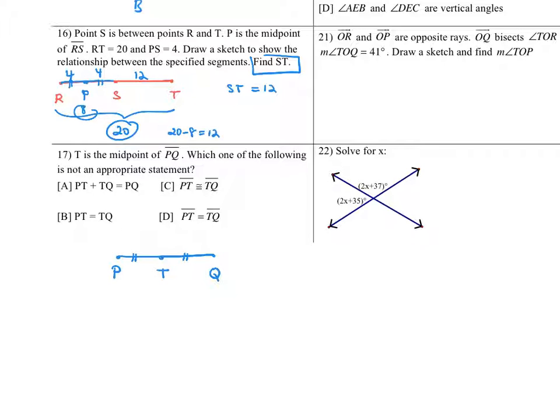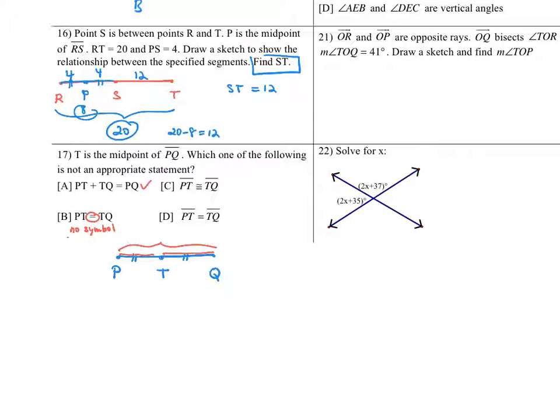For part A, it says that the length of PT plus the length of TQ is equal to the whole length of PQ. And that's actually right. So that one we're not going to choose. It's correct. For B, it says PT equals TQ. You'll notice there's an equal sign, but no symbol.